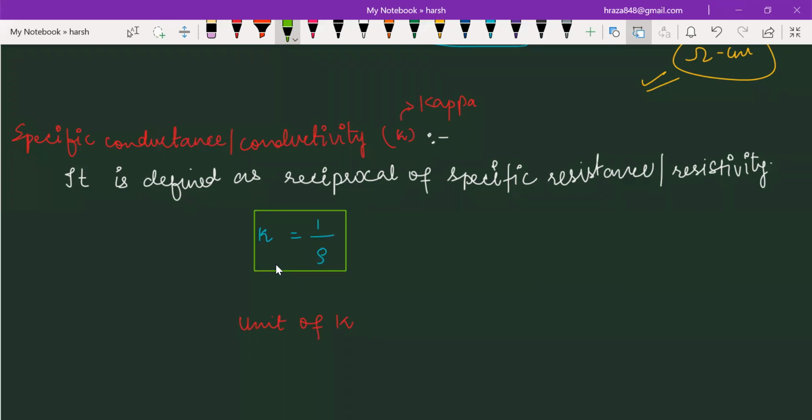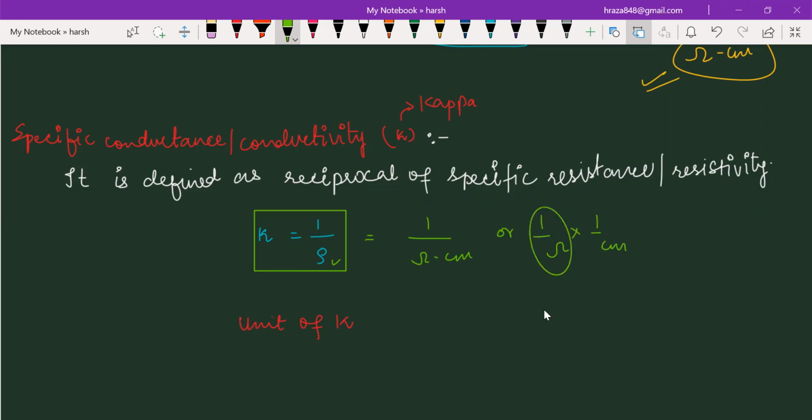Sir, it is Siemens, right? No, not only Siemens. What is the unit of rho? We already know that this is ohm centimeter or ohm meter. Yes or no? Yes. So I can write also 1 upon ohm into 1 by centimeter.